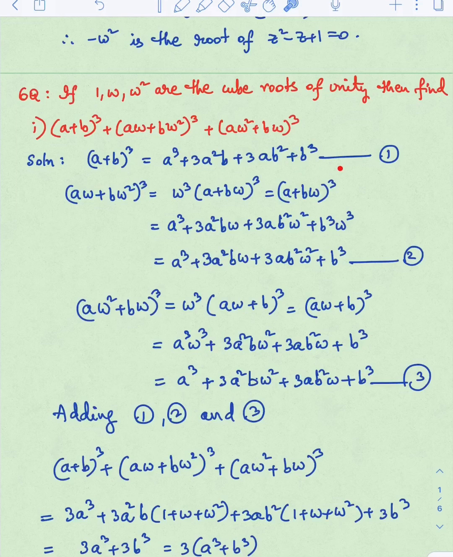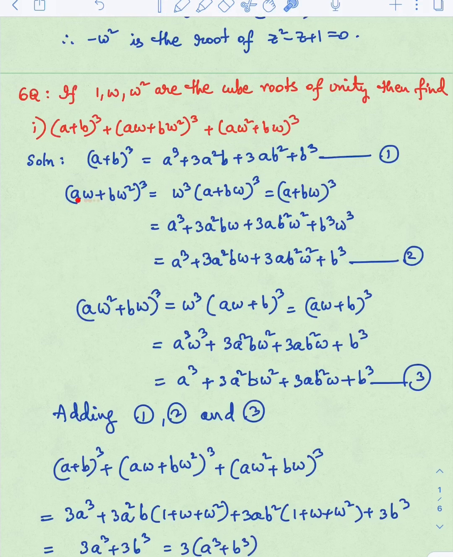Okay, first a plus b whole cube. How to write it? Its form is like this: a cube plus 3a square b plus 3ab square plus b cube. What is the second part? A omega plus b omega square whole cube. So this is also in the same form. That's why the same formula is applied.